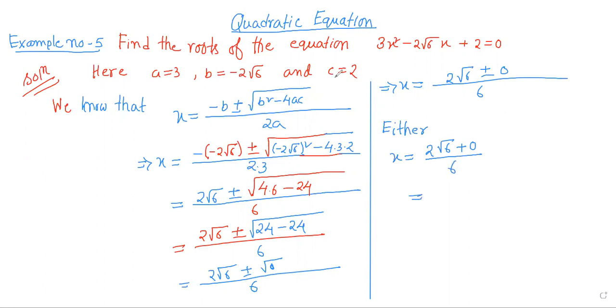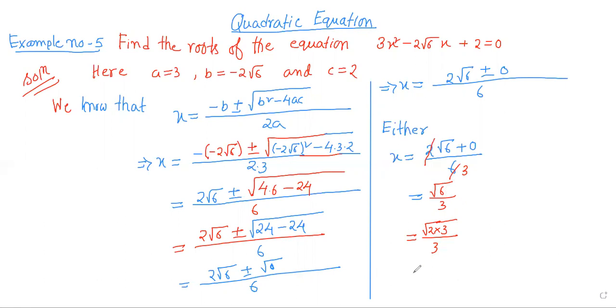Okay. So now 2 root over 6 by 6. If we cancel out, if we divide, 2 3s are 6. That means one of the values of x is root over 6 by 3. Now we can simplify further. We can write root over 6 as root over 2 into root over 3, and there is 3. I am just simplifying it. The answer is up to here. If you write up to here, it is correct.